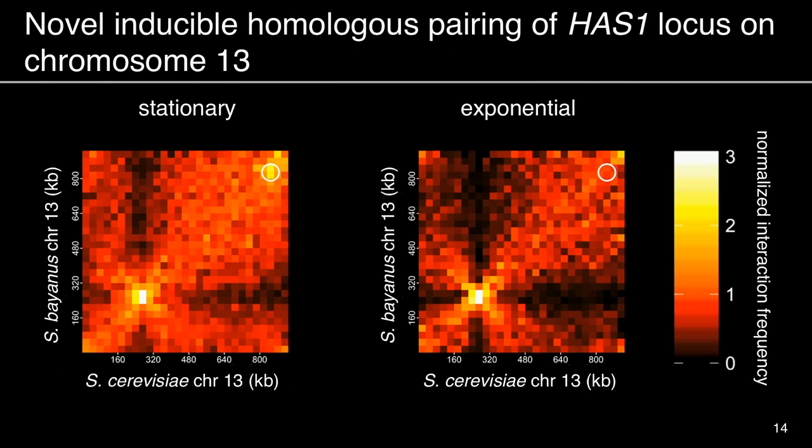So far, I've talked about homolog pairing at the scale of the genome or a single chromosome. But we have data to suggest that it can occur between specific loci as well. Here I'm zooming into the interactions between the homologous chromosome 13s. I've circled in white a region where you can see that homologous loci, which contain the gene Has1, and I'll refer to that as the Has1 locus, seem to interact very strongly in stationary phase, but not particularly so in exponential growth. This was surprising to us because there was no report of anything like this in the literature.